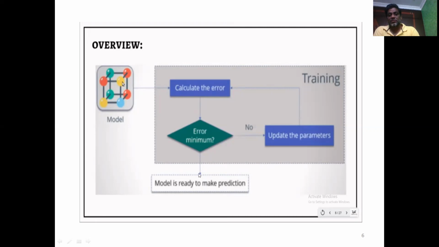Once the model is ready, we can use that model for making predictions for the given set of input patterns. So this is what we discussed in our previous class. Let's go through that video also to understand it properly. This is just a summarization of what we discussed as well.